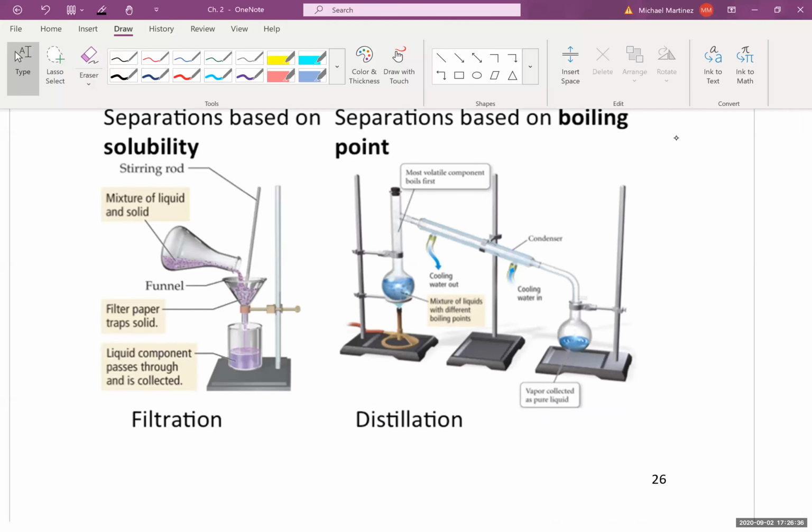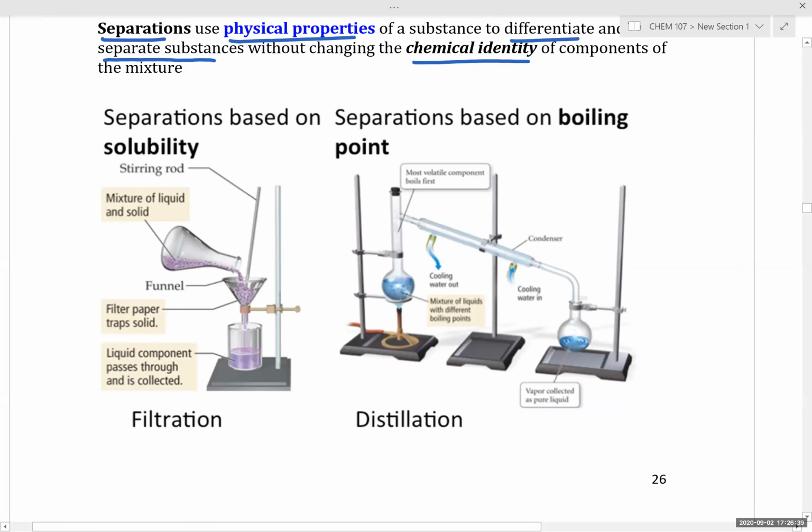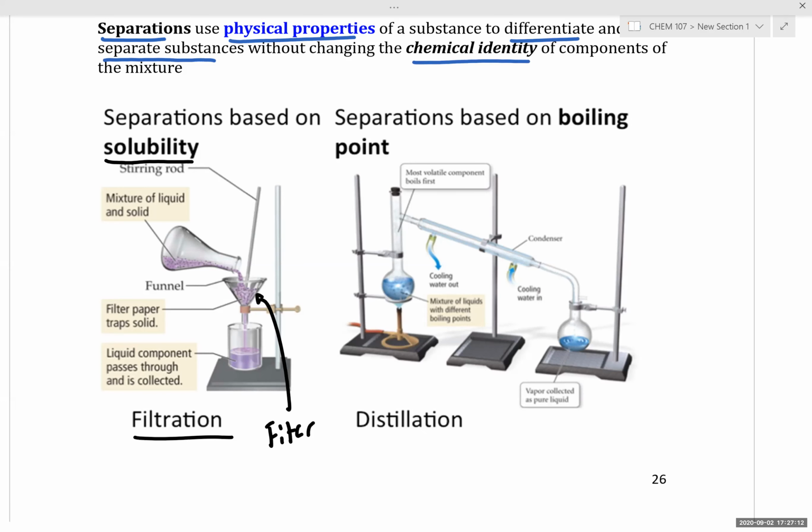If you've ever brewed coffee in the morning, you certainly don't want to drink the ground up coffee, right? So inside your coffee machine, you separate the liquid and the coffee grinds using a filter. Filtration separates substances based on their solubility. The coffee grinds are not soluble in water, so they're stuck on the filter. The liquid water that contains dissolved substances passes through the filter and you collect your coffee, which you then drink.